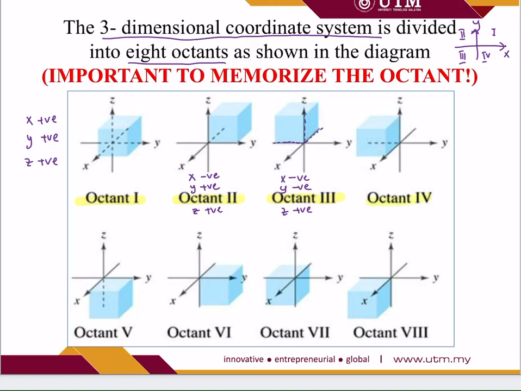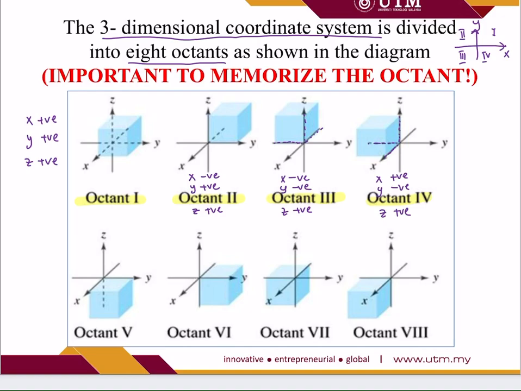Octant 4: we have x positive, it is in front here. How about y? Y is at the back there, so y is negative. And how about the value of z? Z is also positive.